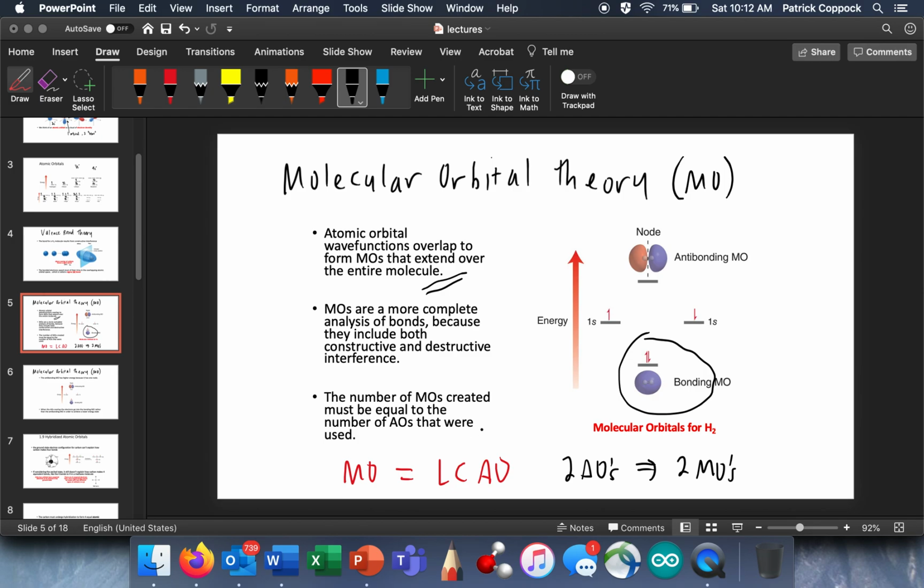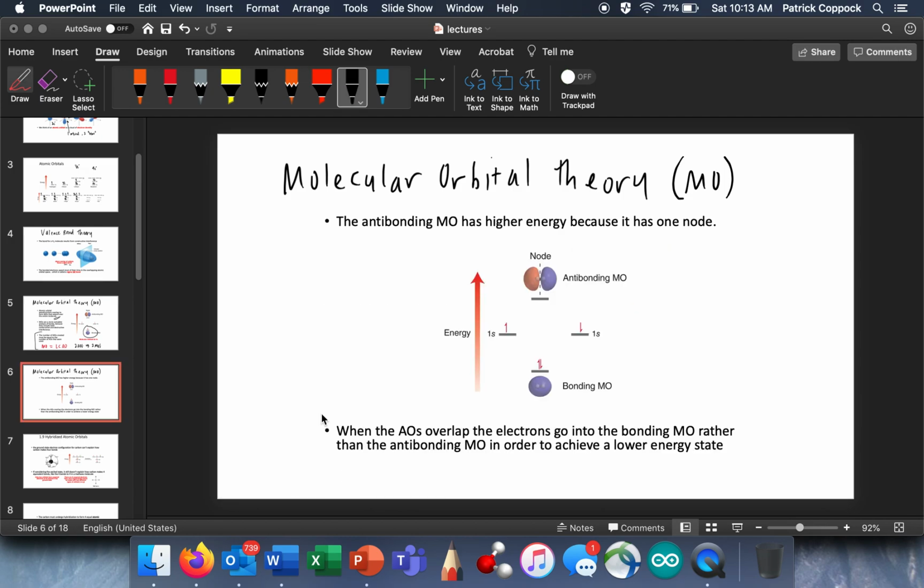Okay? Now molecular orbitals are a more complete analysis of bonds because they include more things that we're going to need later. Okay? Both constructive and destructive interference. Here's our destructive interference. Here's our constructive interference. And also, as I said here, the number of molecular orbitals created must equal the number of atomic orbitals that were used. All right. Now, note here, as I said before, the anti-bonding molecular orbital has a higher energy than the atomic orbitals. All right.